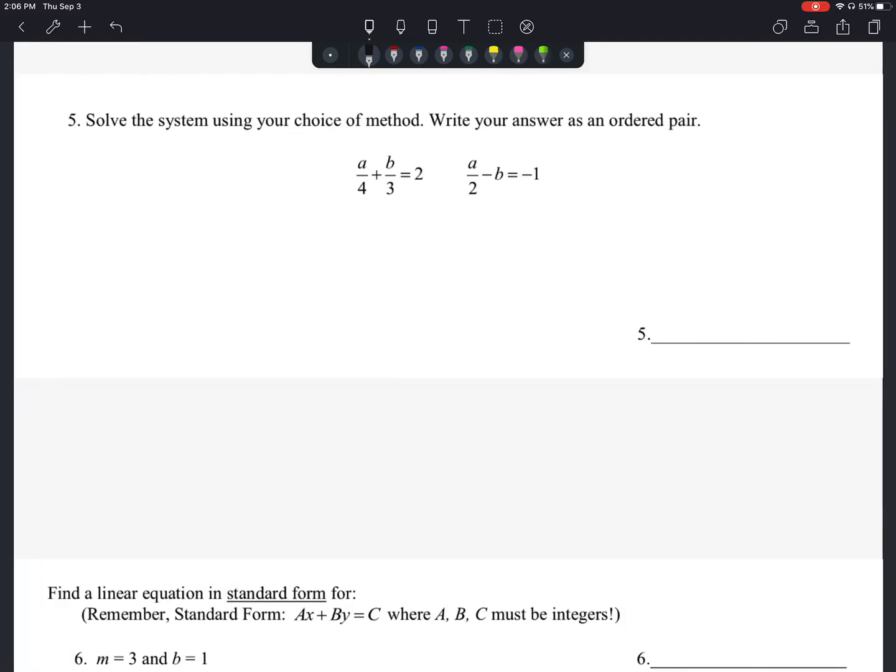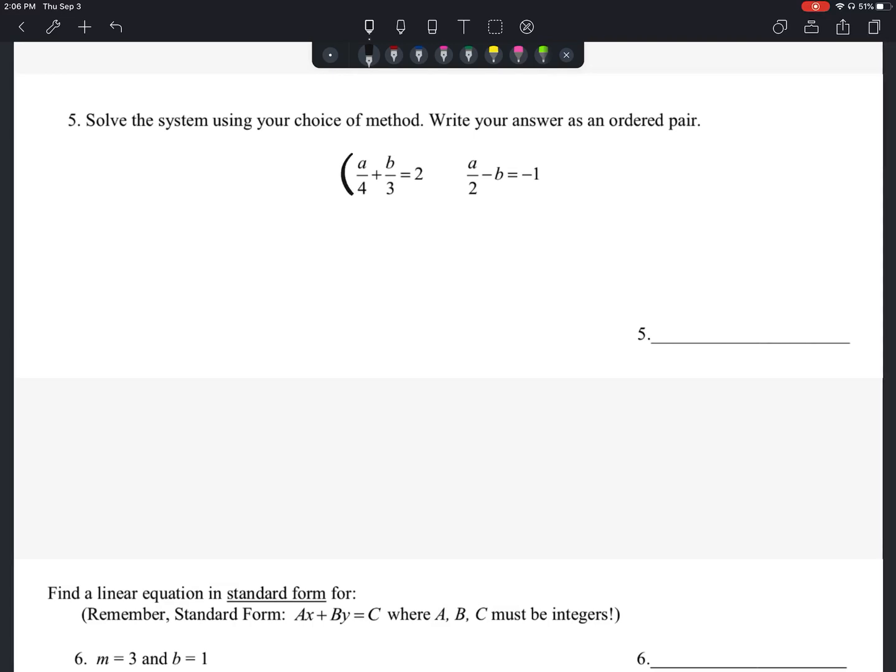All right, let's look at number 5. It says solve the system using your choice of method. Write your answer as an ordered pair. We have two equations. We have a over 4 plus b over 3 equals 2, and a over 2 minus b equals negative 1. Okay, those are kind of yucky looking, right? We got the fractions in there.